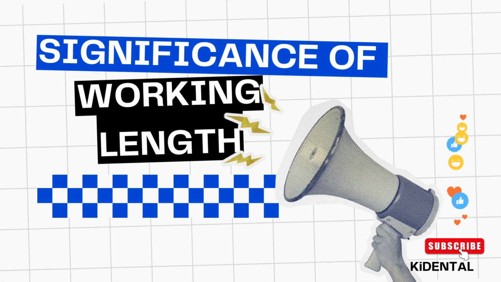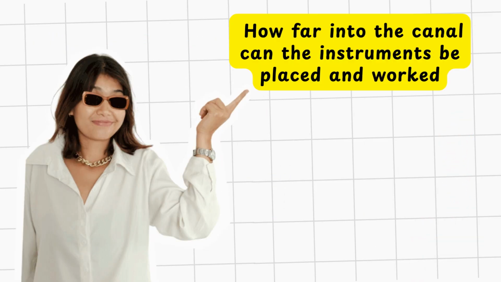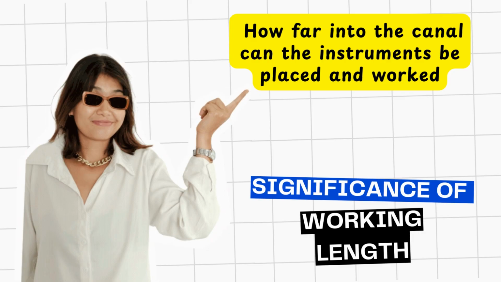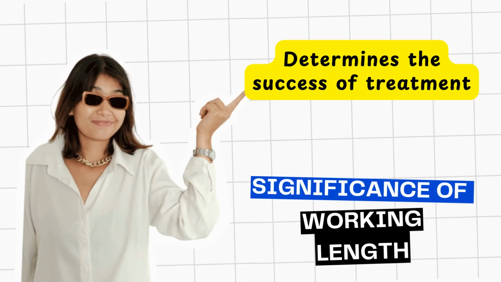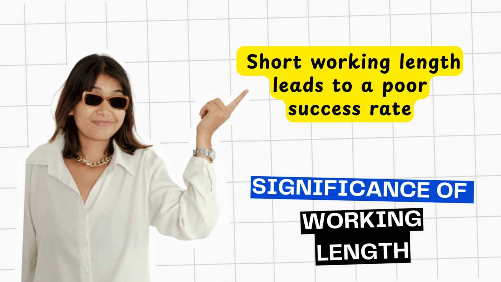Now, let us understand why recording of the working length is so important. It helps us to determine how far within the canal the instruments are placed and worked upon, and therefore how deeply the tissue, the debris and metabolites are removed. It also affects the degree of pain and discomfort the patient will experience after the appointment from over or under instrumentation. If one keeps the working length within the correct limit, it plays a major role in determining the success of the treatment, and if one fails to do so, it can lead to failure of the root canal treatment.